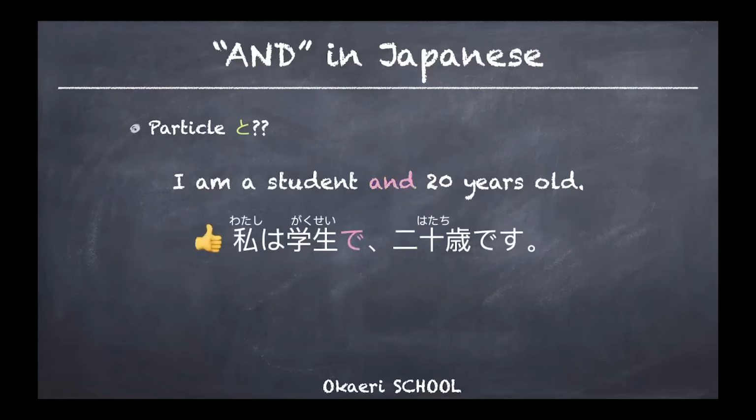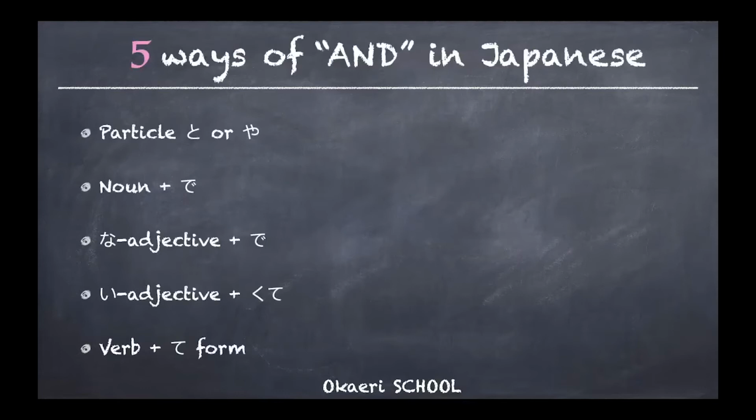Well, the answer is no. So we usually say I'm a student and 20 years old. It will be 私は学生で20歳です。で instead of と. So apparently there are different ways, more than と, to say "and" in Japanese. There are actually 5 ways to say "and".